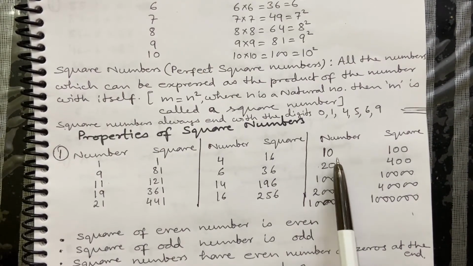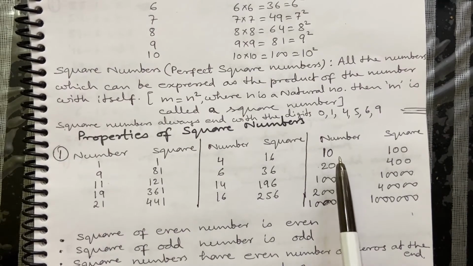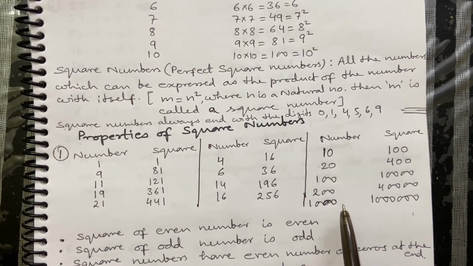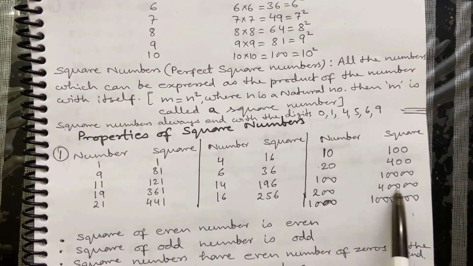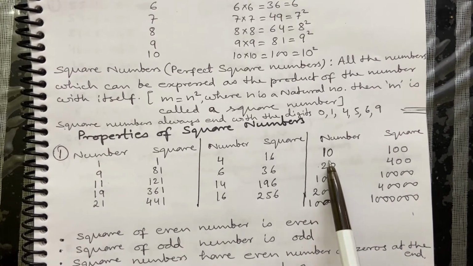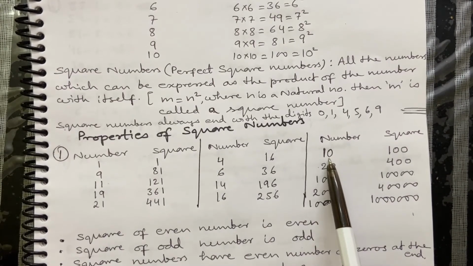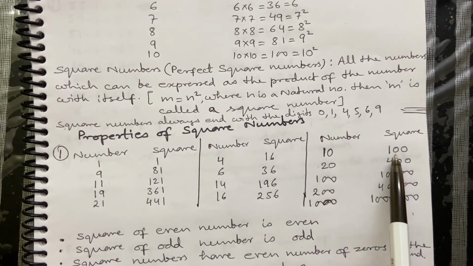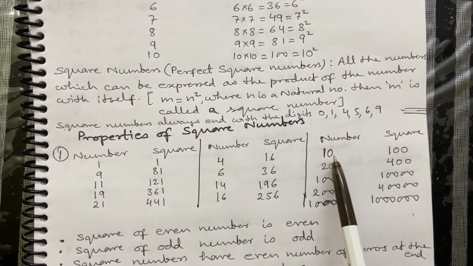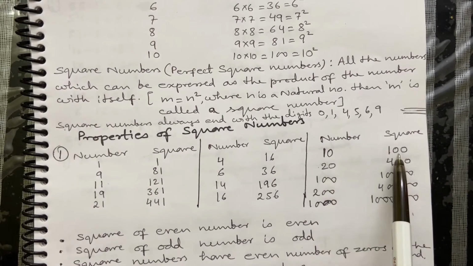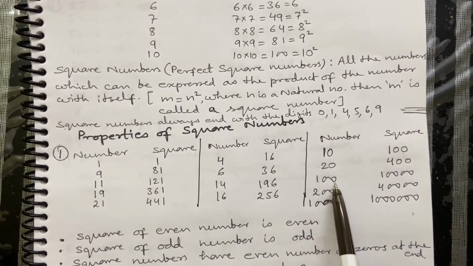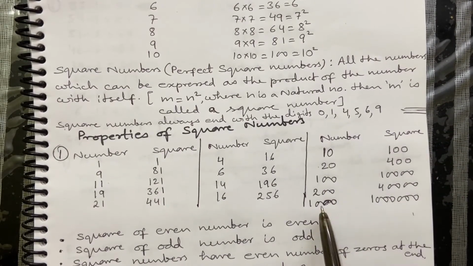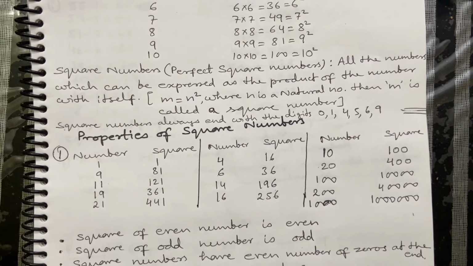If the number is ending with the digit 0, then the square is also ending with the digit 0. Only one difference is there. If the number of zeros in the number is 1, then in the square the number of zeros will double. Here it is 1, so there it is 2. Here it is 2, so there it is 4, and so on. If three zeros are there in the given number, then in the square number there will be 6 zeros.